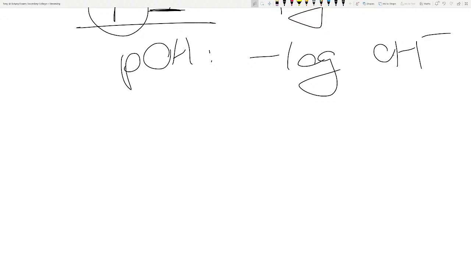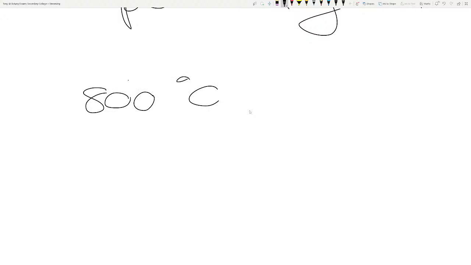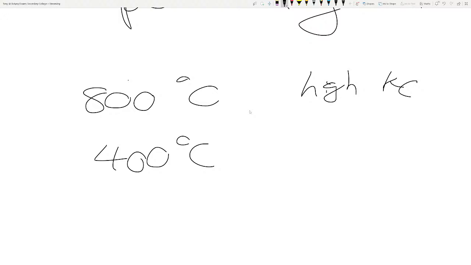If Kc is lower at 800 and Kc is higher at 400, how is it endothermic? Okay, Mr. or Mrs. Kim, you have asked an excellent question. So look here, 800 degrees, 400 degrees. This is high Kc, and then low Kc.